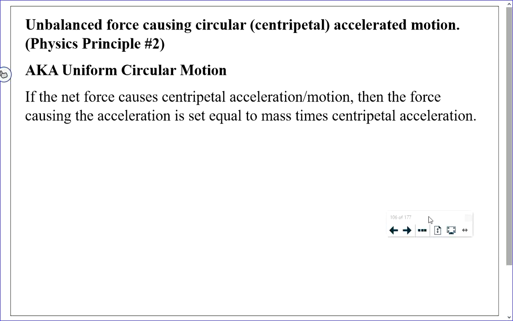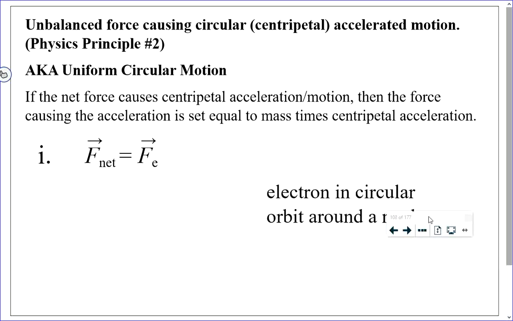If the net force causes centripetal acceleration or motion, then the force causing the acceleration is set equal to the mass times the centripetal acceleration. I'll be very clear here. The first situation I have is F net equals Fe. This would be applied if you had a problem where you were told in a hydrogen atom an electron is moving in a circular path with a certain radius. We could apply this situation. I want you to notice that I'm not saying magnitudes of these forces are the same. And this is a subtle thing, but it's very important here.